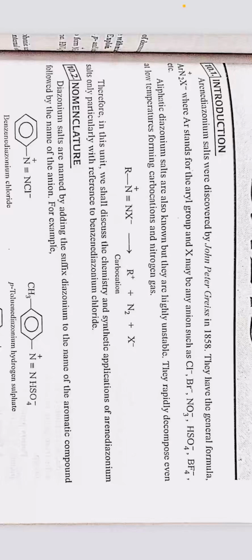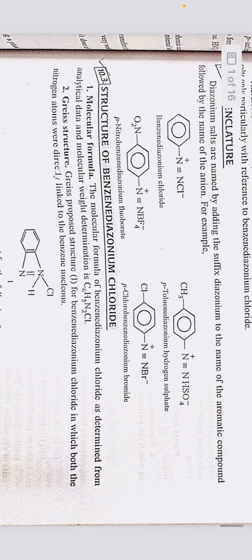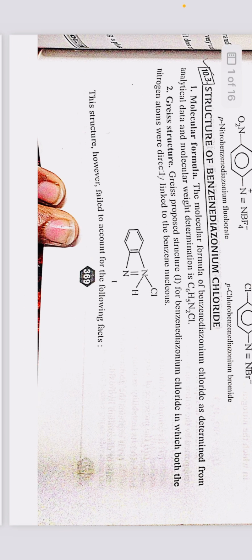Therefore, in this unit, we shall discuss the chemistry and synthetic applications of arene diazonium salts only, particularly with reference to benzene diazonium chloride. Nomenclature: diazonium salts are named by adding the suffix diazonium to the name of the parent compound, followed by the name of the anion. For example, benzene diazonium chloride, para-toluene diazonium hydrogen sulfate, para-chlorobenzene diazonium bromide. Structure of benzene diazonium chloride.